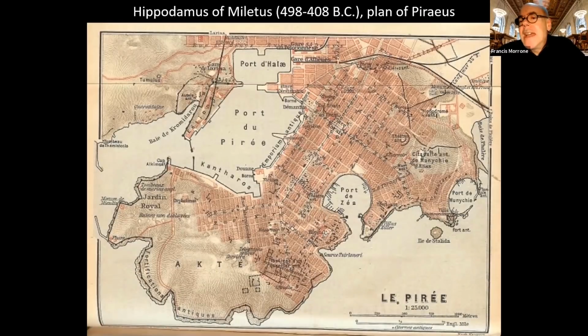This is the plan of Piraeus, the port of Athens, by a fellow named Hippodamus of Miletus, whom we sometimes call the father of urban planning, of Western urban planning. He is the person who absolutely was the father of the gridiron street plan. So if you're a New Yorker, for example, you know the New York street grid that was the result of the Commissioner's Plan of 1811. Well, the roots of that New York City street plan come from the city layouts of Hippodamus of Miletus.